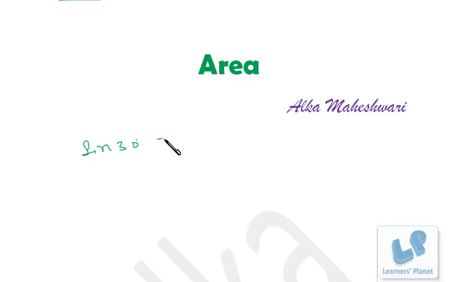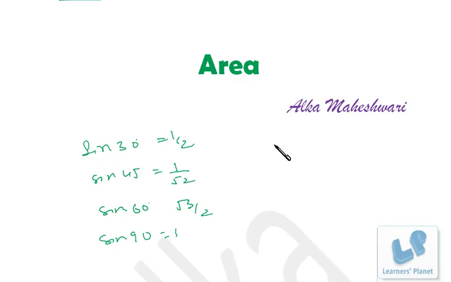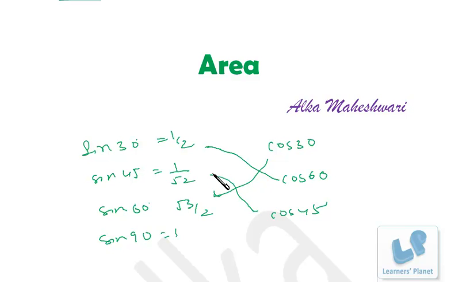Sine 30 is half. Sine 45 is 1 by root 2, sine 60 is root 3 by 2, and sine 90 is 1, right? Cos 30 is root 3 by 2, cos 60 is 1 by 2, cos 45 is 1 by root 2, cos 90 is 0, and cos 0 is 1, right? And tan theta can be obtained by sin theta by cos theta, right?